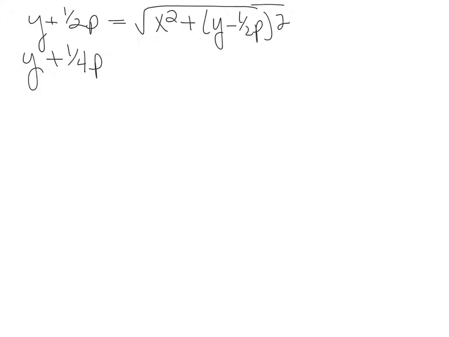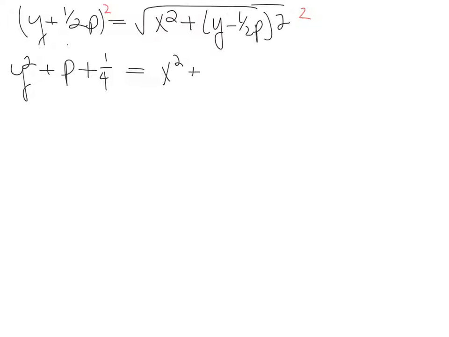Sorry, I'm squaring both sides. I had to erase that. That took me longer than it should have. So let's square both sides. That gives me first times first is y squared, plus 1/2 P plus 1/2 P is P, plus 1/4 P squared, equals x squared plus, let's square that, y squared minus P y plus 1/4 P squared. That's what I'm missing here, P squared. Yes.